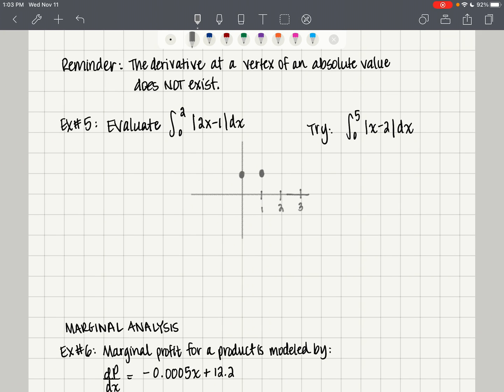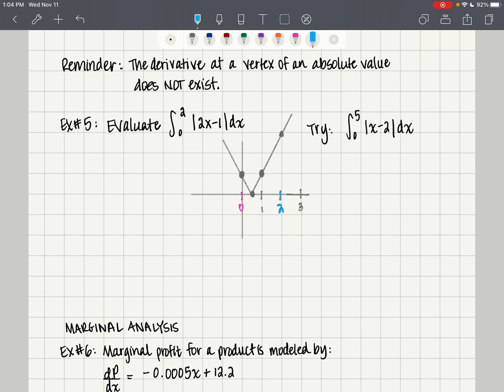So what's happening in between? When we put a 1/2 in is when we get a 0 out. When we put a 2 in, we're going to get a 3 out. So you can see we've got the right part of our absolute value, and then we've got the left part of the absolute value, and we are evaluating from x equals 0 to x equals 2.